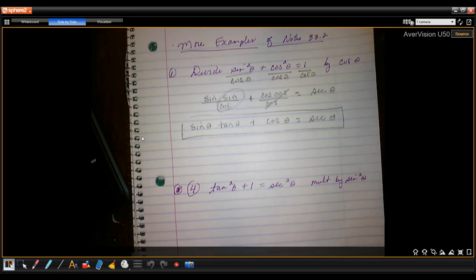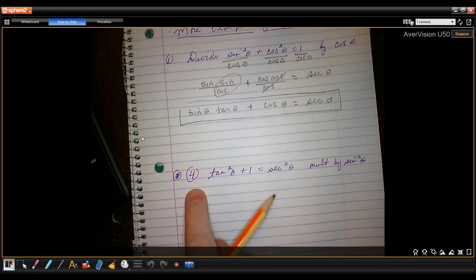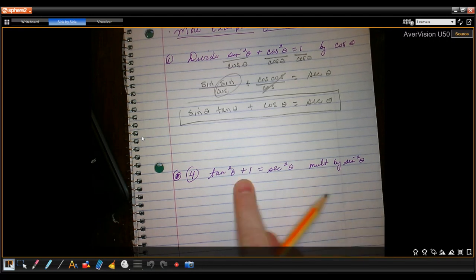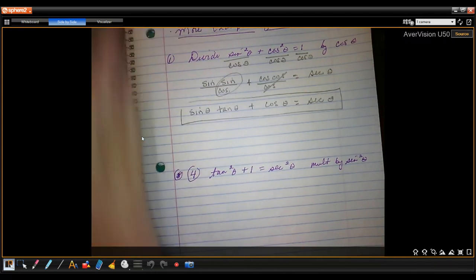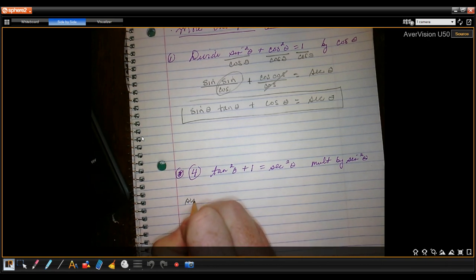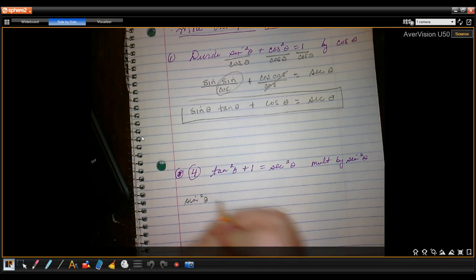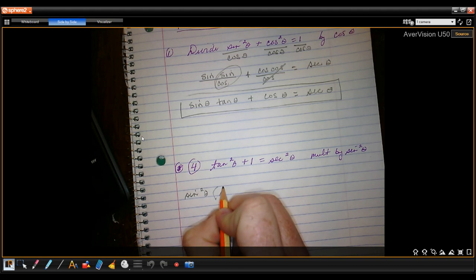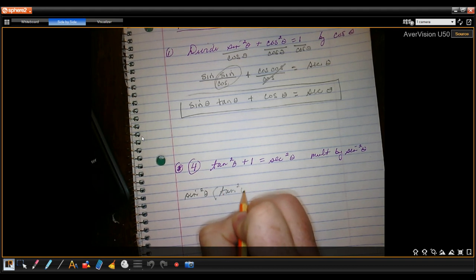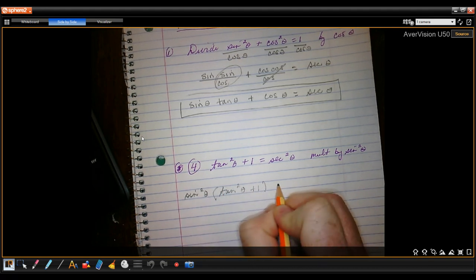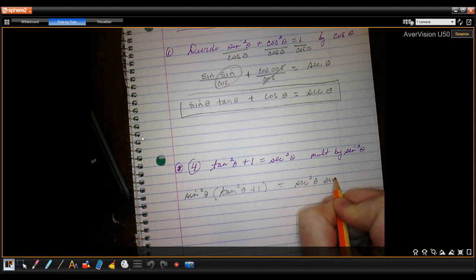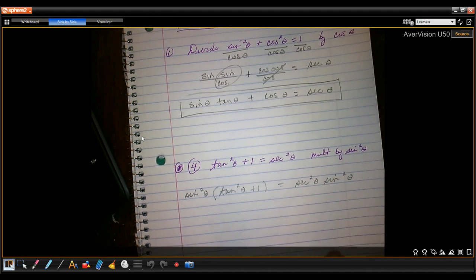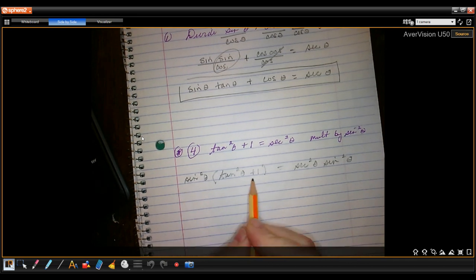Okay. Now this one comes from your homework. So from your homework, it's number 4. It says multiply everything by sine squared. So that's what I'm going to do. So I'm going to say sine squared theta times tangent squared theta plus 1 equals secant squared theta times sine squared theta. Okay, that's the first step. Now I do the distributive property.